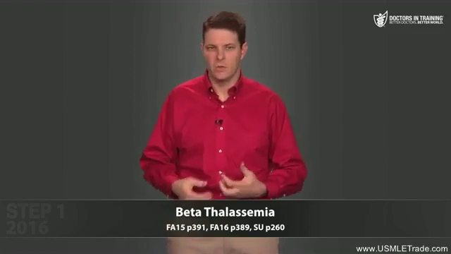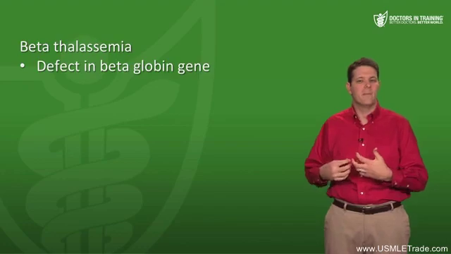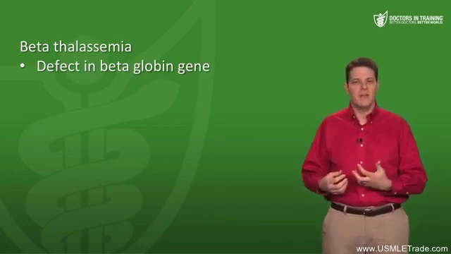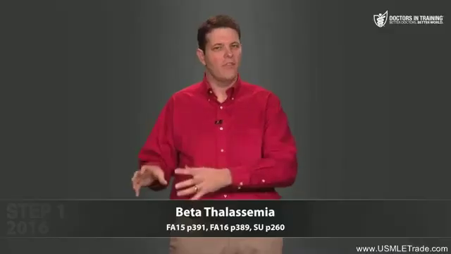Then the other type of thalassemia is beta thalassemia, which is still a defect in globin synthesis, but with beta thal, we're talking about a defect in the beta globin gene. And beta thal is seen in Mediterranean populations, so make sure to make that distinction. Alpha thal in African and Asian populations, beta thal in Mediterranean populations.